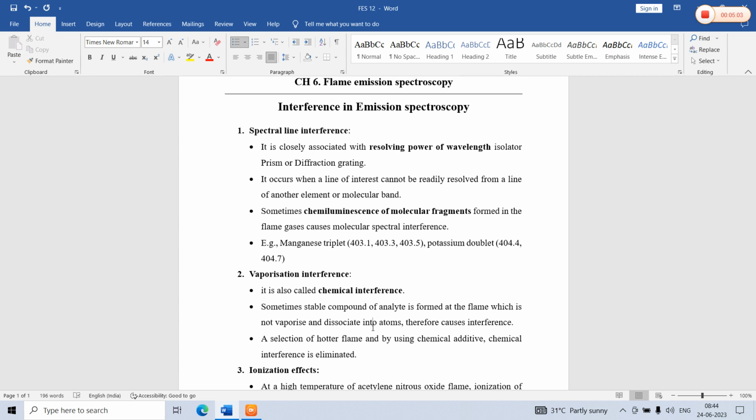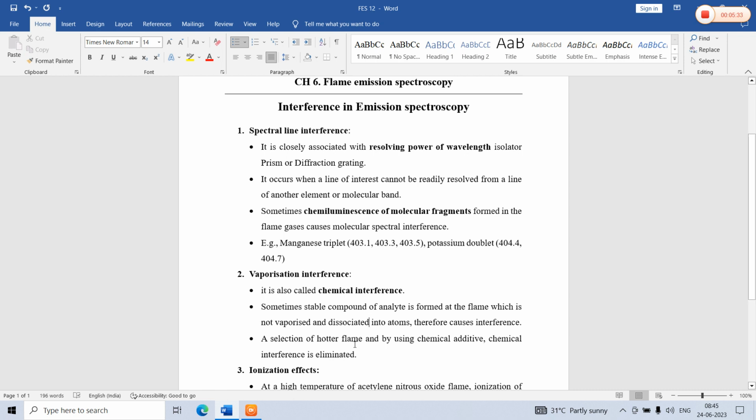Sometimes a stable compound of the analyte is formed at the flame junction, which is not vaporized and dissociated into atoms, therefore causing interferences. So in the flame, if a stable compound is formed from the analyte, that stable compound gives rise to vaporization or chemical interferences.